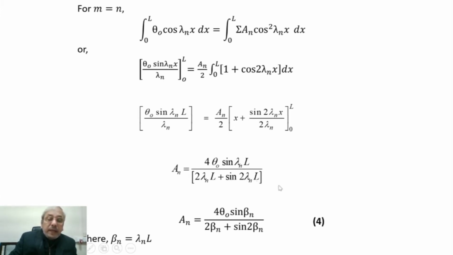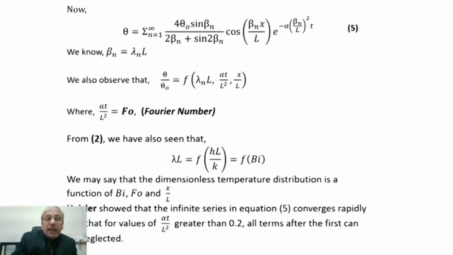And we can write it in a more compact form. If we substitute beta n equal to lambda n L, then a_n equal to 4 theta naught sine beta n divided by twice beta n plus sine twice beta n. So this is the final form of a_n in the series, which is the solution.